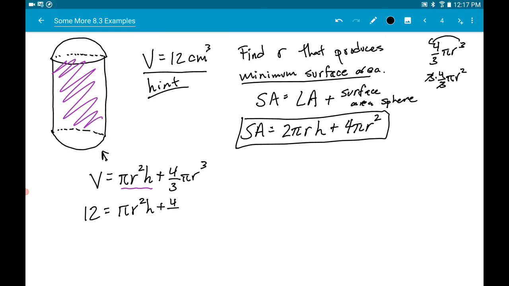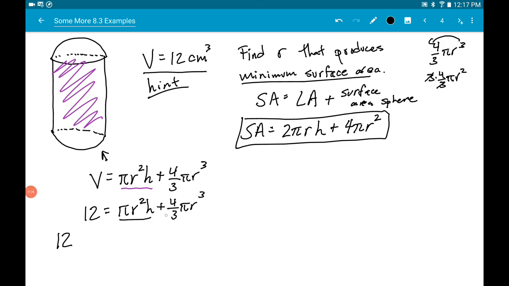And so this one's kind of a little bit different. I think it's challenging. I mean, all these are challenging. But what I need to do, if you're thinking ahead, is it'd be really nice if I could write h in terms of r. And you've done this with direct substitution. You did it with a proportion. And now the idea is I'm going to use this equation and try to get h by itself. So I can then substitute it in.